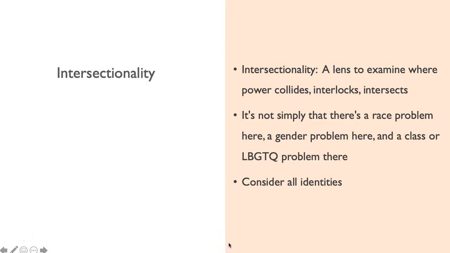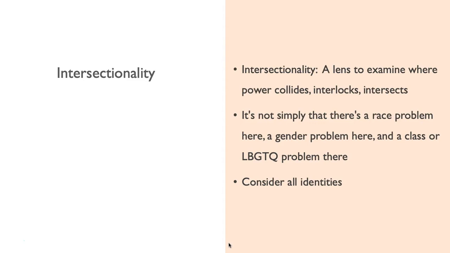So before we jump into defining and exploring oppression, I want to center our discussion in a lens of intersectionality. Some of you may have heard about intersectionality before. If so, great. If not, I'm going to tell you more about it, so no worries. So intersectionality is a lens to examine where power collides, interlocks, and intersects. The creator of the term intersectionality is Kimberly Crenshaw, who is a legal scholar. When creating the term intersectionality, Kimberly Crenshaw specifically was thinking about Black women.